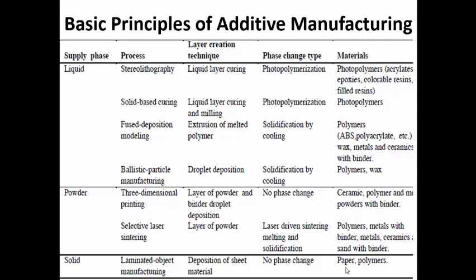So these are the basic classification or categorization of the additive manufacturing processes. There are several other ways of classification, depending on the source of energy that is being used and the phase transformations that are taking place. But this is a simpler form of classification using which we can categorize the various additive manufacturing processes.